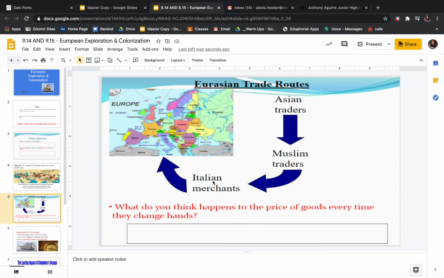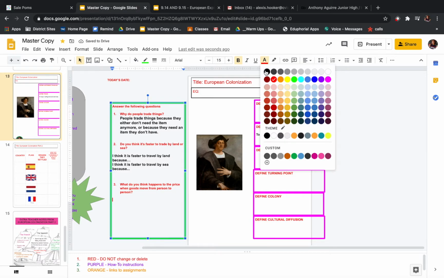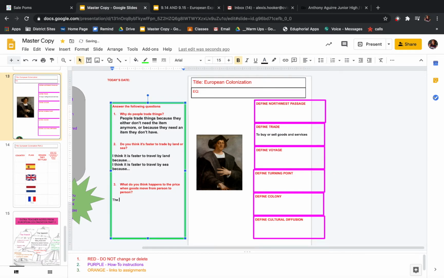Well, now the Italians are going to do the same thing. So if I paid this much for it, I'm going to add on some money, because now I have to travel out of my country to somewhere else to get you this product, okay? And then I got to make up for that extra amount of money that the Muslim traders charged me for the item. So we're going to answer that last question. What do you think happens to the price of goods when they move from person to person? I'm going to go up here, change my color. So the price of goods most likely increase as they moved from person to person.